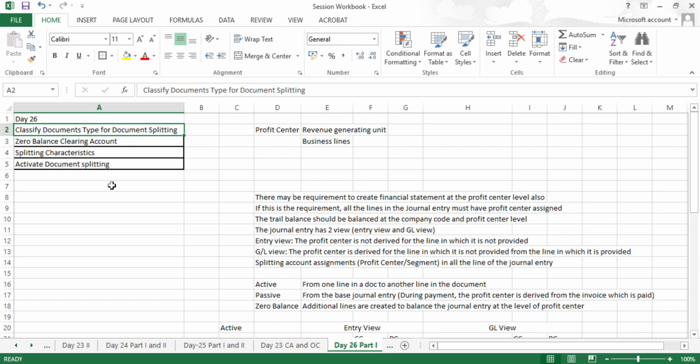Now we have some steps to configure the document splitting. Those are 4 steps, which are nothing but classifying the document types for document splitting, setting the zero balance clearing account, setting the splitting structures or splitting characteristics, and then activating the document splitting. In S/4HANA, document splitting is activated by default for all the company codes, and if for any company code it is required to be deactivated, we can deactivate it.